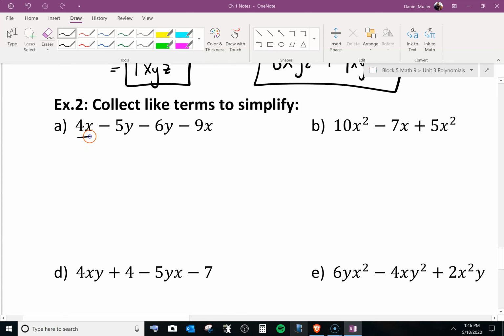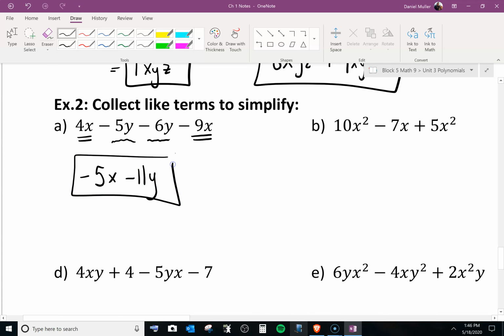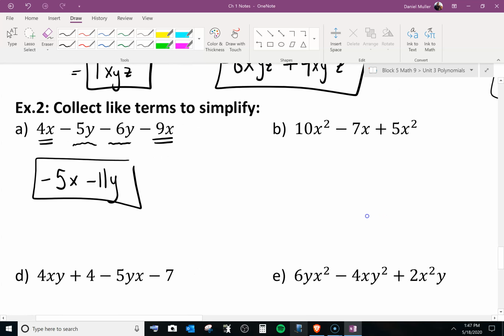So this has an X, and this has an X. This has a single Y, and this has a single Y. And I like to write the X's first in descending order. So this 4 minus 9 is negative 5, and the alike variables are X. And negative 5 and negative 6 are negative 11, and the variable is a Y. And so that's it. We've combined like terms.